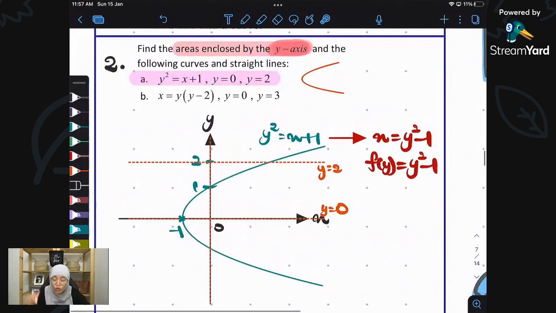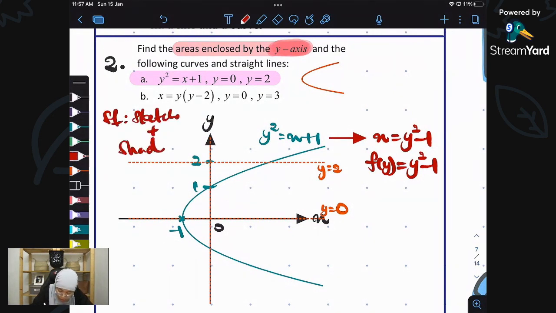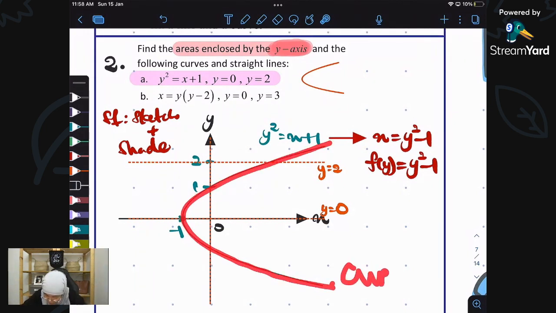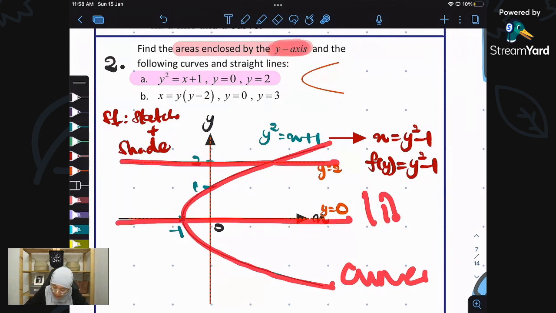And now we need to shade the region. As I said, step 1 is sketch and then shade. Shade mesti ditunjukkan. Kalau tak, you tak tahu dekat mana yang you nak cari area tersebut, betul tak? So you gotta shade the region first, baru you solve it, right? So now we need to close the region, the area of the region. So this is our curve. I repeat, yeah. This is our line. This is our two lines.